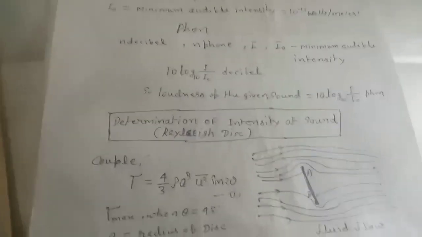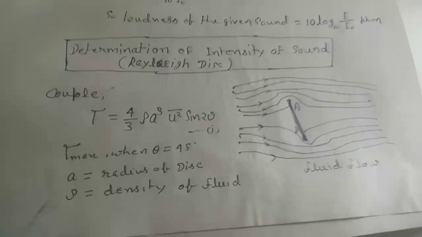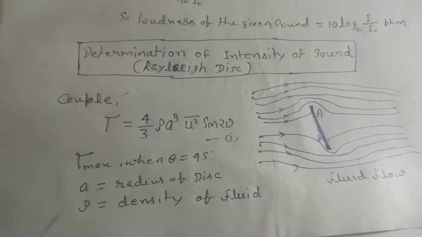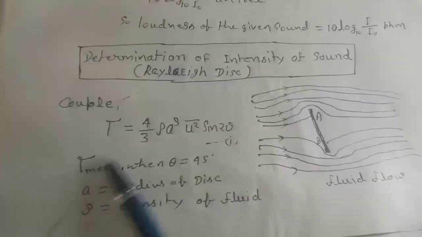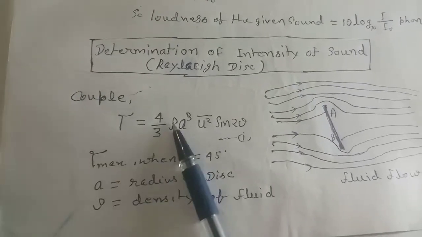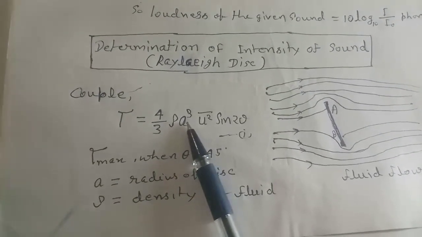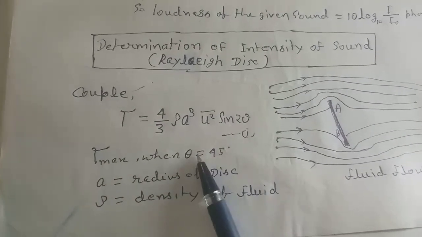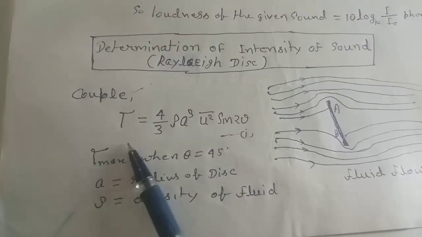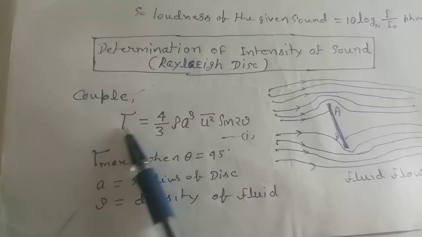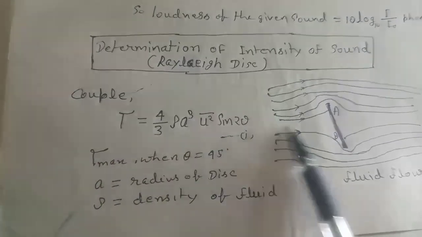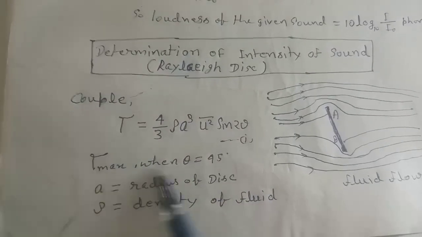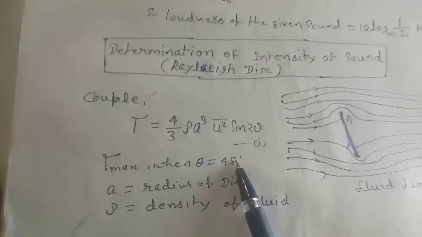In case of a circular disk of radius a, suspended in a fluid of density rho, the couple is given by tau, or couple, equals 4/3 rho a³ U² bar sin 2 theta. This is equation 1. Here tau is the couple, a is the radius of the disk and rho is the density of the fluid, and the couple is maximum when theta equals 45 degrees.